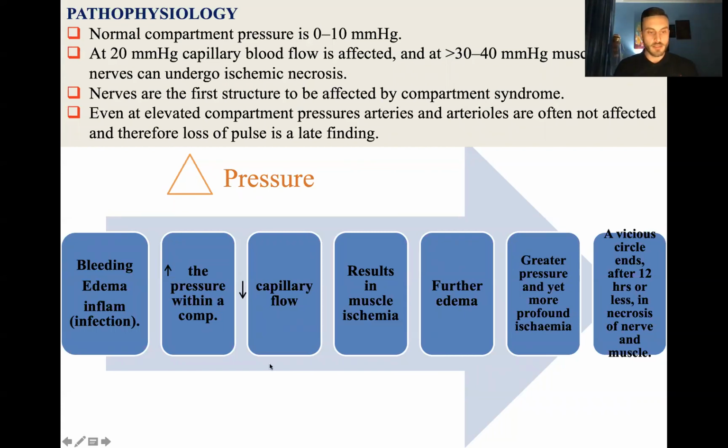As you can see here in the diagram, this is the pathophysiology of the compartment. There's bleeding, and after that it leads to increased pressure within the compartment, then a decrease of blood flow, which results in muscle ischemia, more edema, greater pressure, and profound ischemia, which is called the vicious cycle. The more compromise, the more pressure, the less blood. It goes around and around until Volkmann ischemic contracture happens.